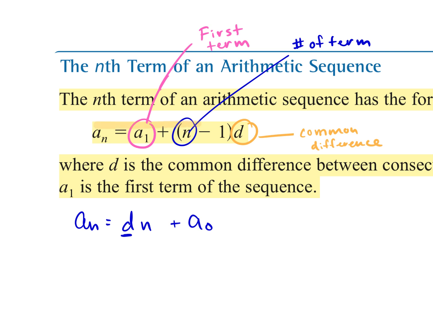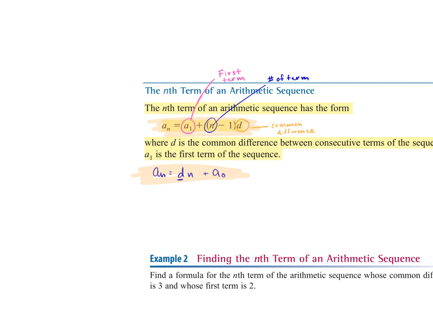So you can solve these either way. You can come up with your equation. You can use this one, or if you like to go backwards and find your 0 term, you could use this one. You'll get the same answer.